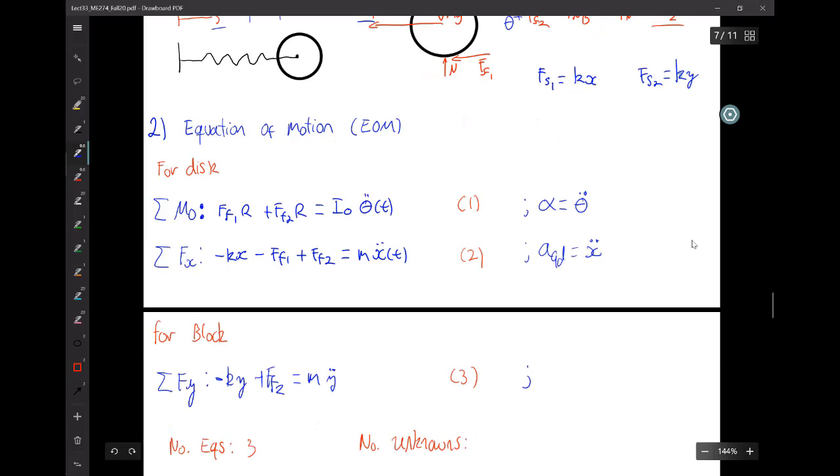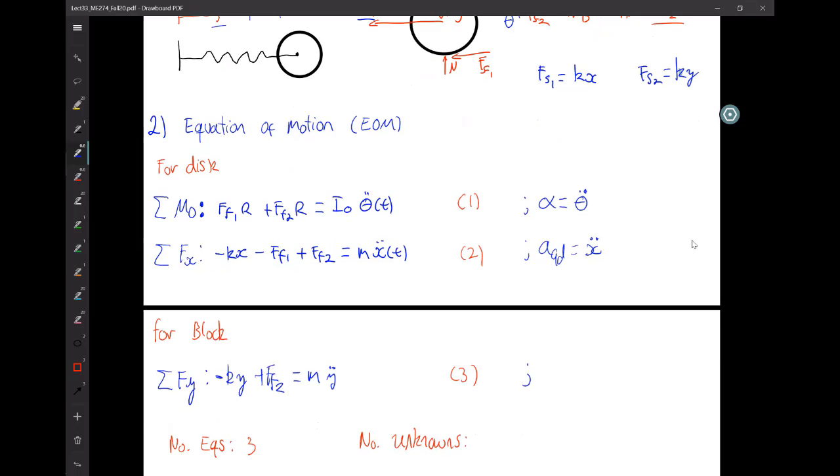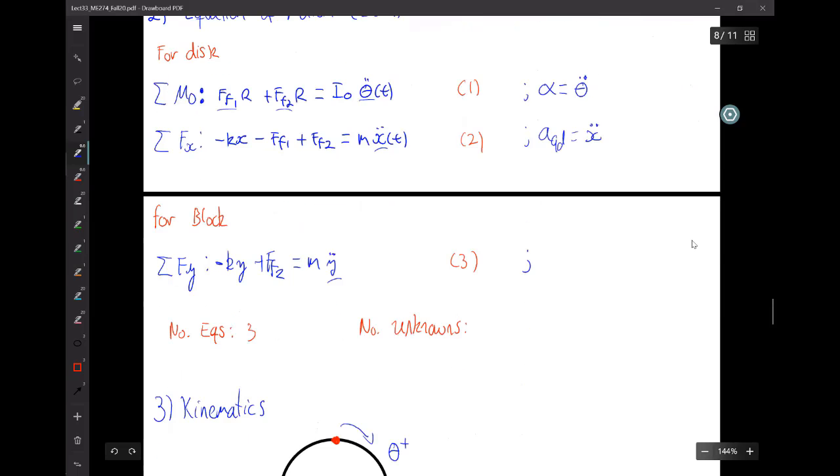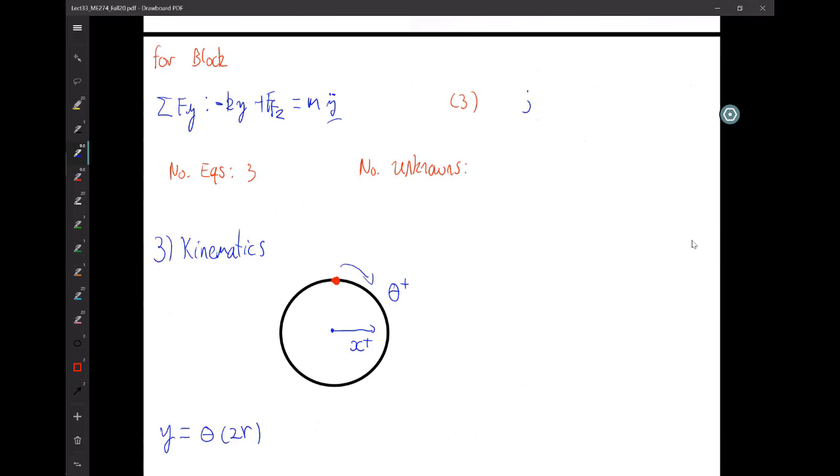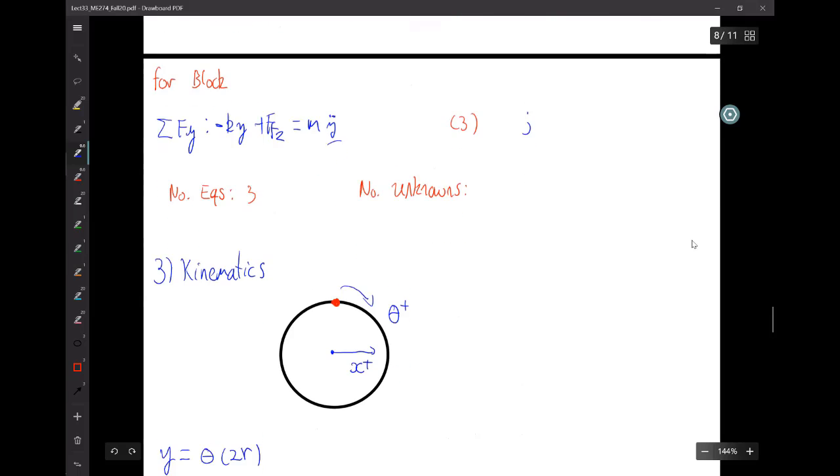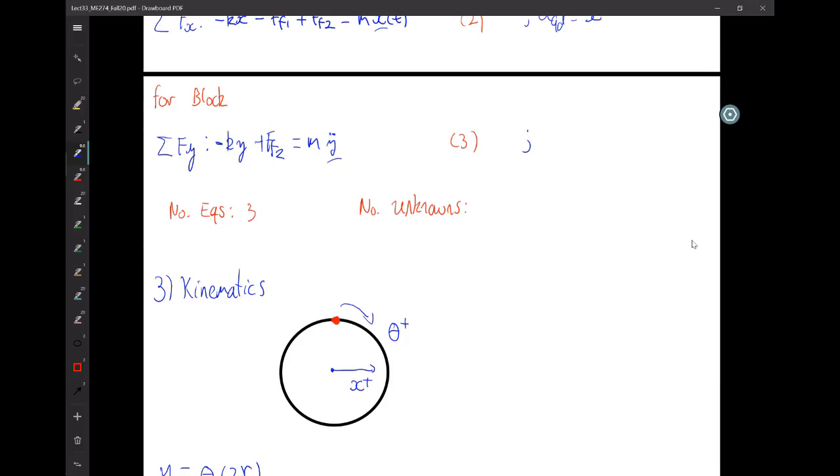Now we have three equations, but how many unknowns do we have? We have one unknown, two unknowns, three unknowns, four and five unknowns. We need some kinematics to work the problem out. Now this is where the choices that I made are going to pay off. Because the first thing is that x is related to theta, right?